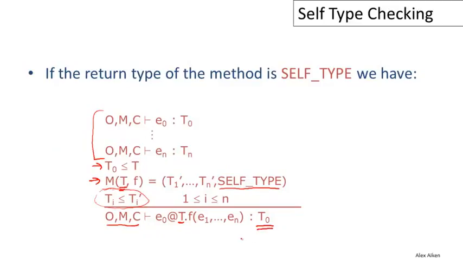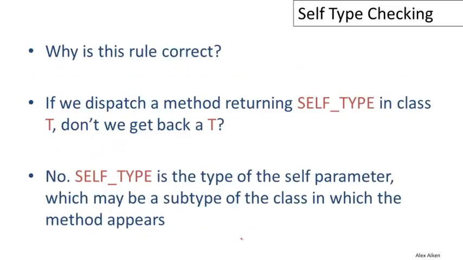T0. And why is that right? It could have been a T. It could have been the type to which we statically dispatched. And it's not, because self-type is the type of the self parameter. And even though we're dispatching to a method in class T, the self parameter still has type T0. And recall that T0 is a subtype of T. So we use the static dispatch to reach a method definition that's hidden potentially by overridden methods in the subclasses. But that doesn't change the type of the self parameter. The self parameter still has type T0, even though we're running a method in a superclass of T0.